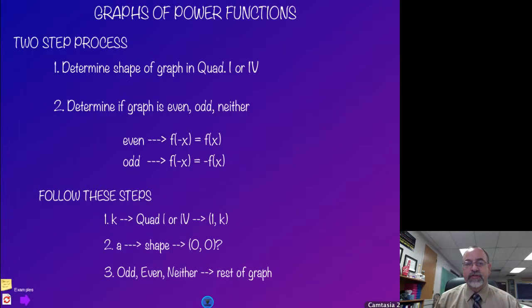Chapter 2, Lesson 2 of Pre-Calculus, looking at power functions and graphing these power functions. So I have on the screen here the two-step process that we talked about, and then the 3 steps that we'll use in order to do this. So let's go ahead and do an example.